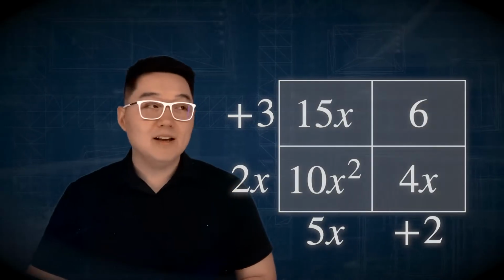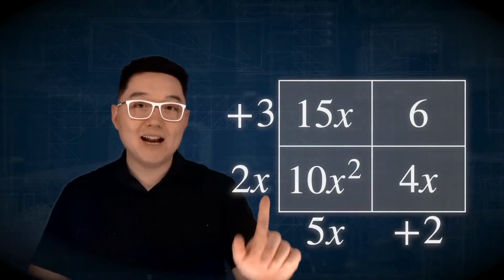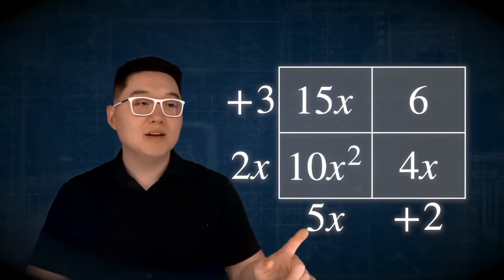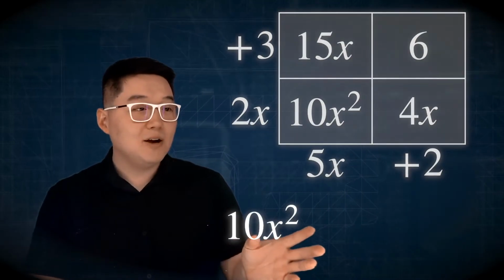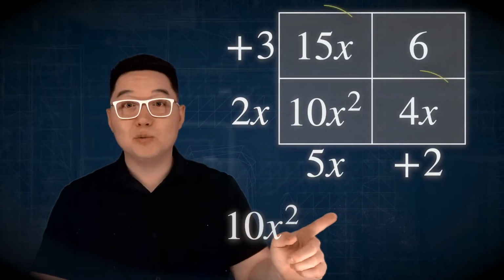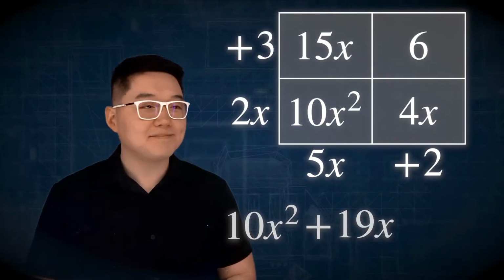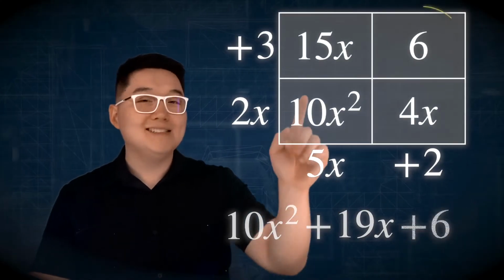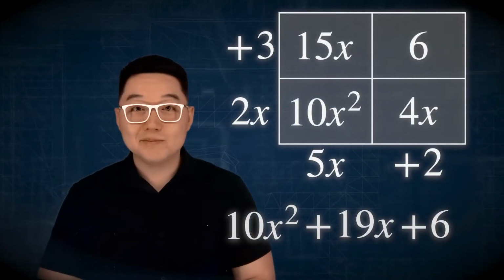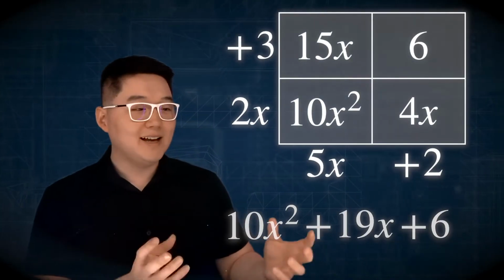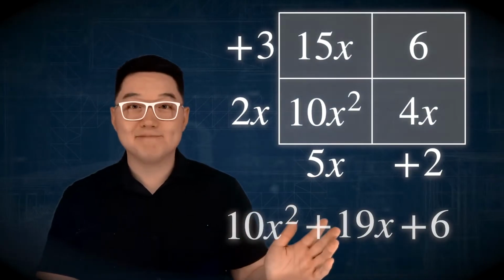Okay, so now we're going to write the area as a sum. In other words, we're going to add up all the pieces that we have left. So we have 10x squared plus 15x and 4x, which are like terms, which combine to be 19x. And lastly, we have 6, so plus 6. So there you go. The area as a sum is written as 10x squared plus 19x plus 6.